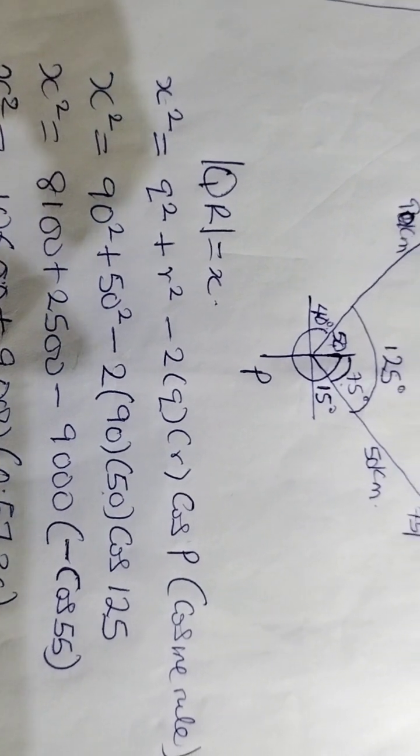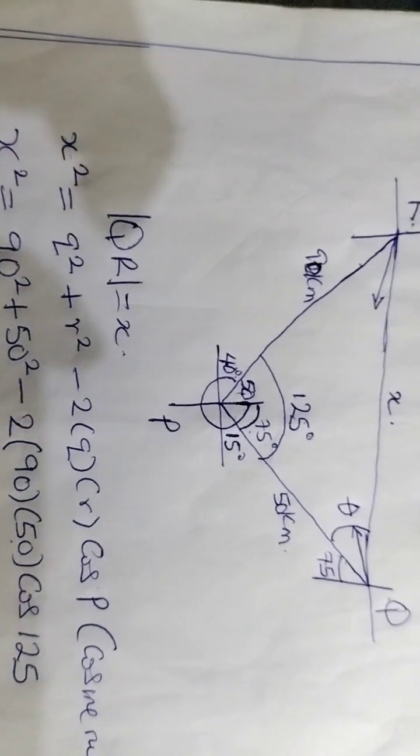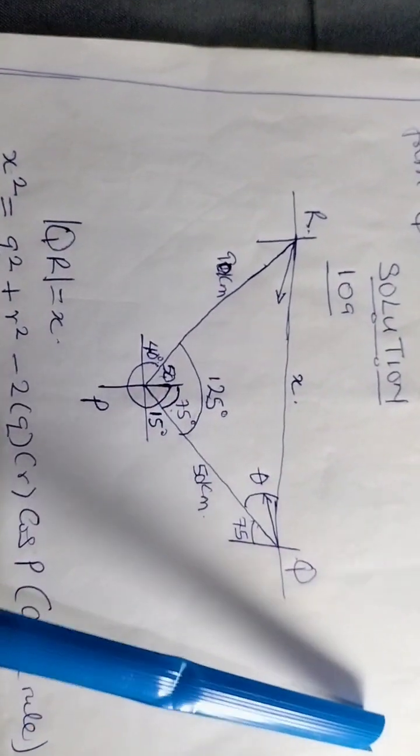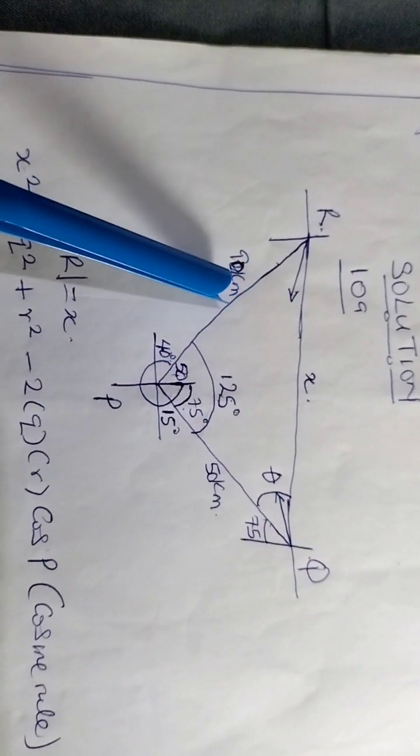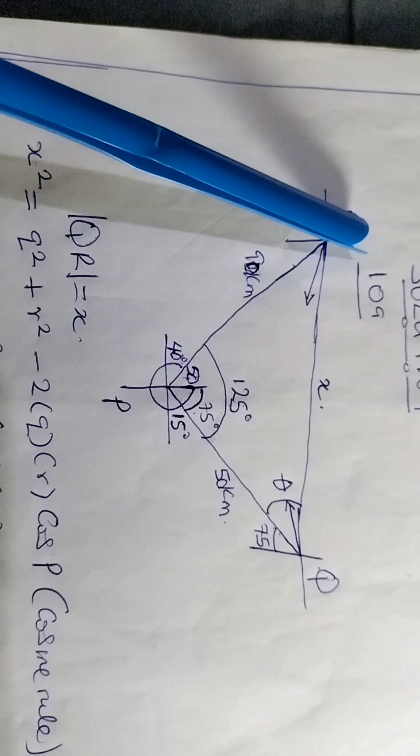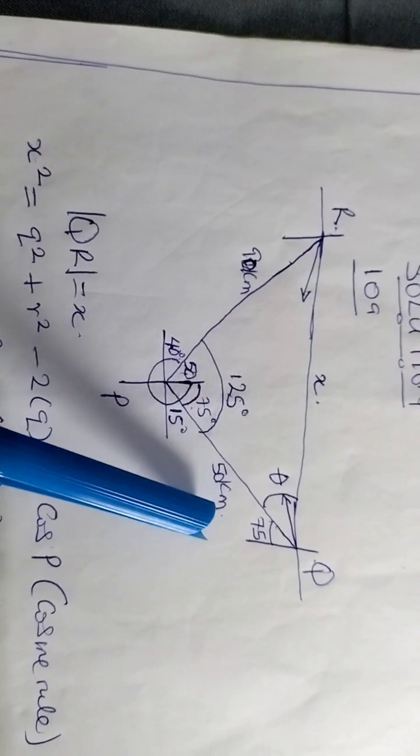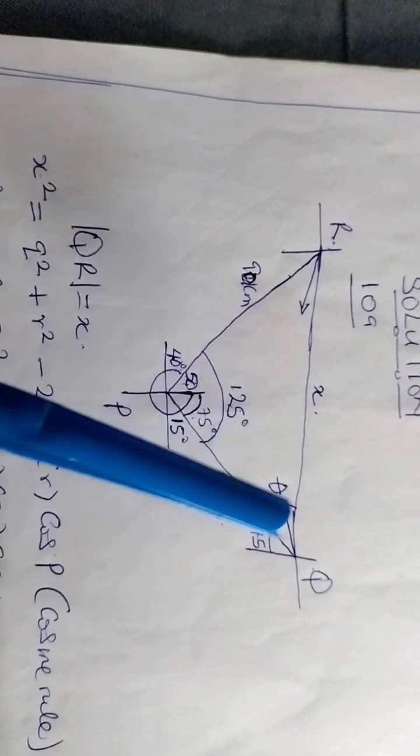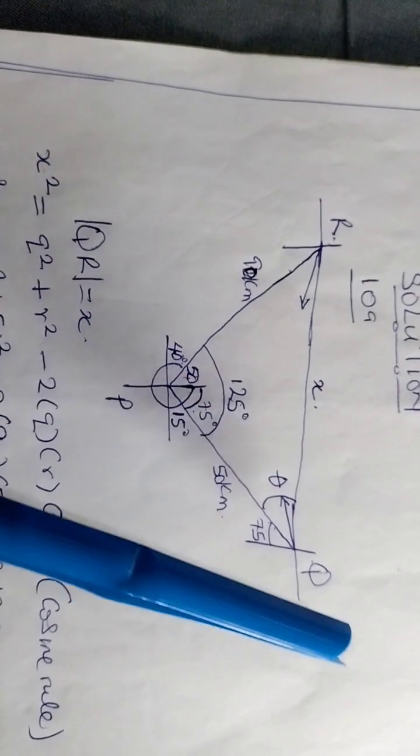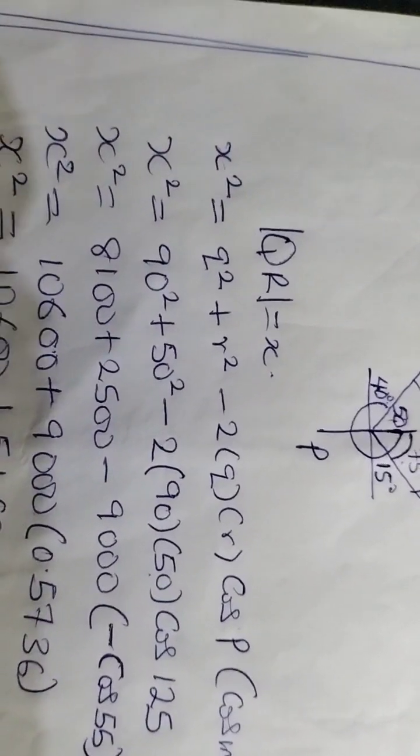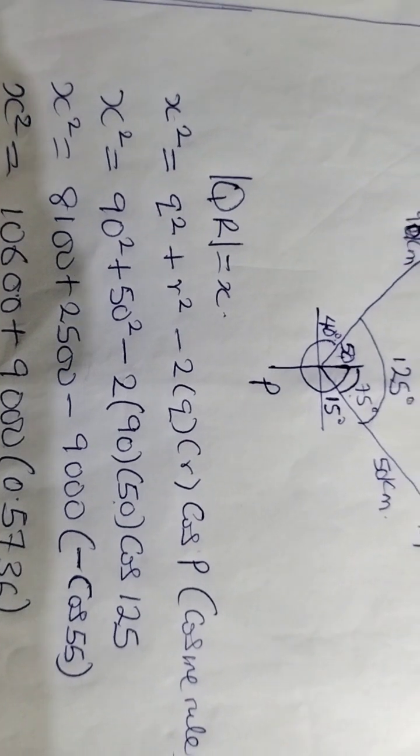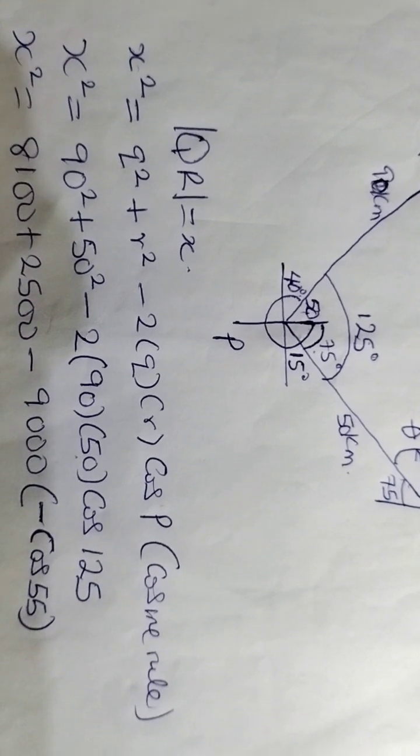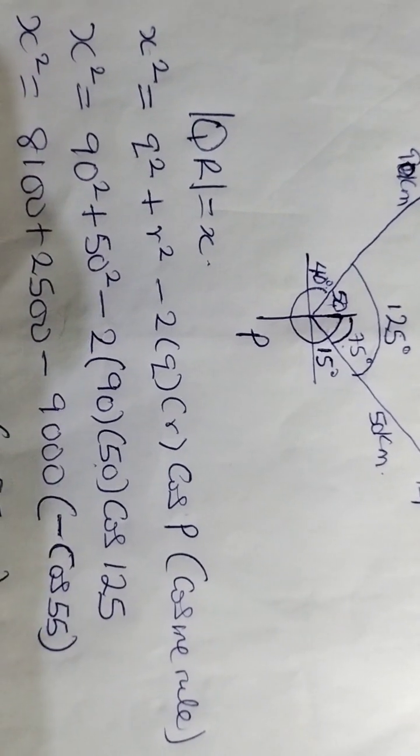Applying cosine rule, which is small q squared. Small q is the side facing angle Q. Look at angle Q here. So small q represents this side, that is 90 kilometers. And small r, this is angle R. Small r represents this side, which is 50 kilometers. While small q is 90, the side facing angle Q. So we now have S squared equal to q squared plus r squared minus 2qr cos P. And that we're applying cosine rule.